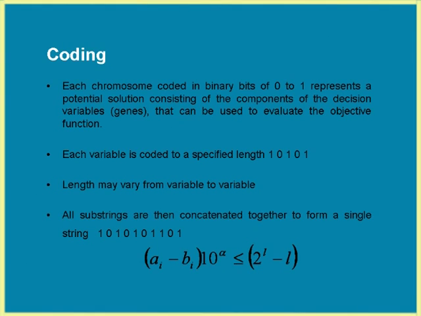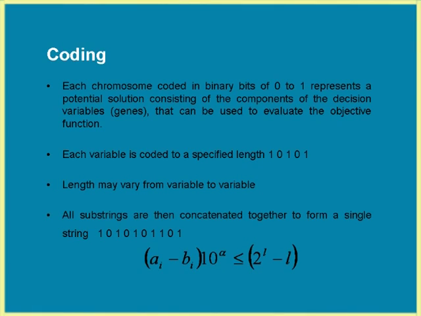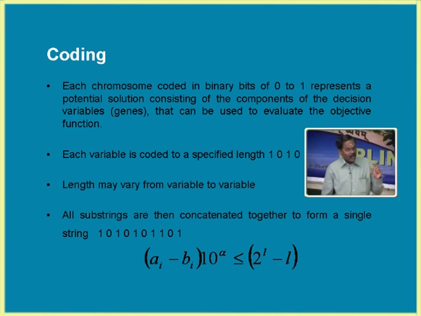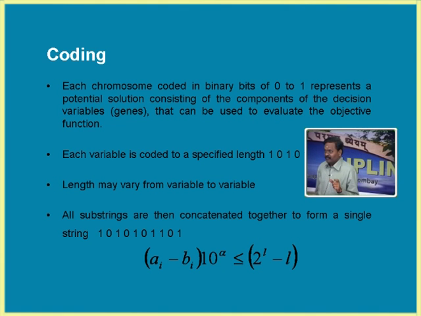So these chromosomes are coded into a binary set of 0 and 1, which represents a potential solution. That means I never decode an equation of the objective function or constraints. It is the solution itself I am decoding, right? I am decoding my solution. So each variable, that is the output variable, can be coded to a specified length, like 010101 or 111, depending upon the upper and lower limit of my variable.